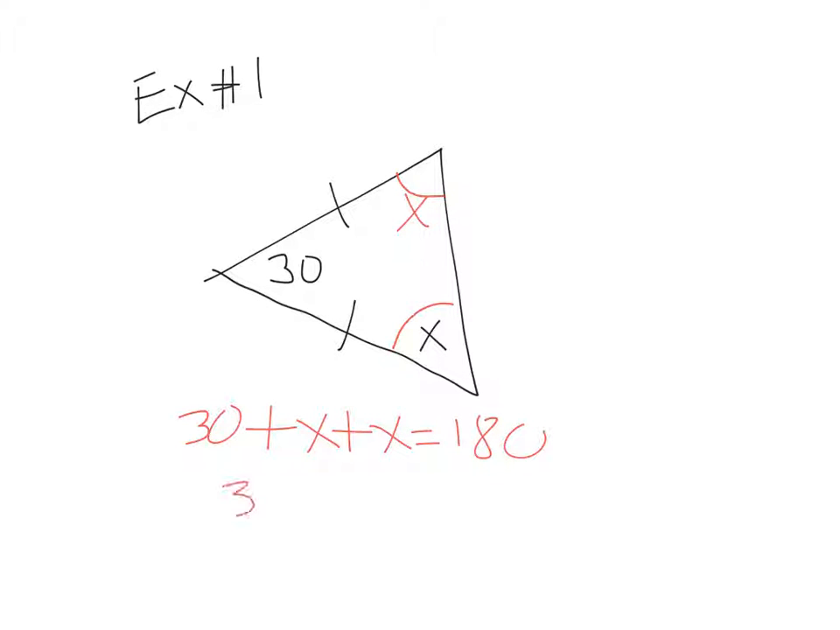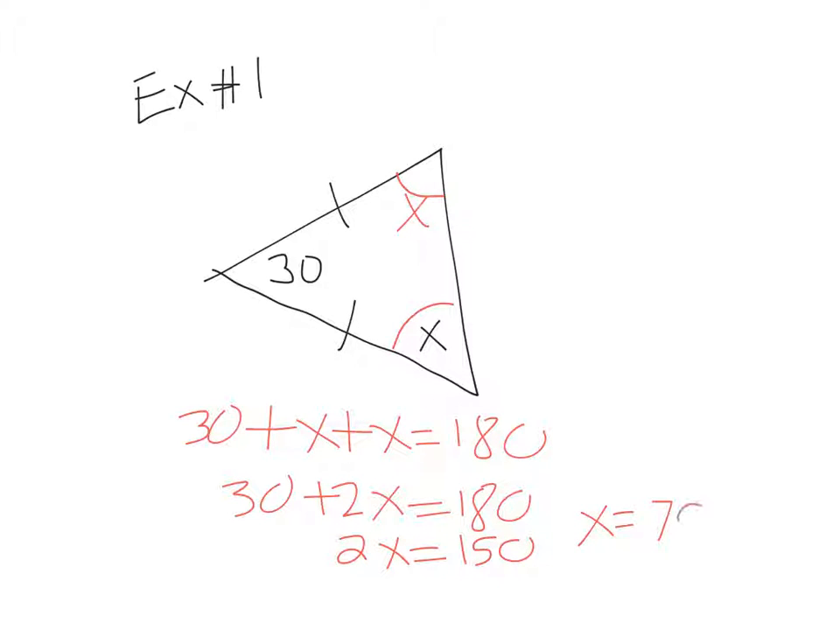So that ends up with 30 plus 2x is equal to 180. That gets us 2x is equal to 150. And then, of course, x is equal to 75. Okay? Most of the homework problems tonight are going to be just kind of solving for x kind of stuff like that.